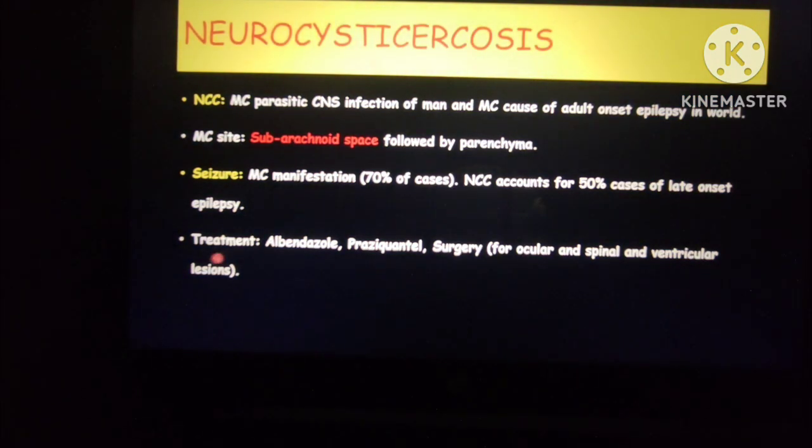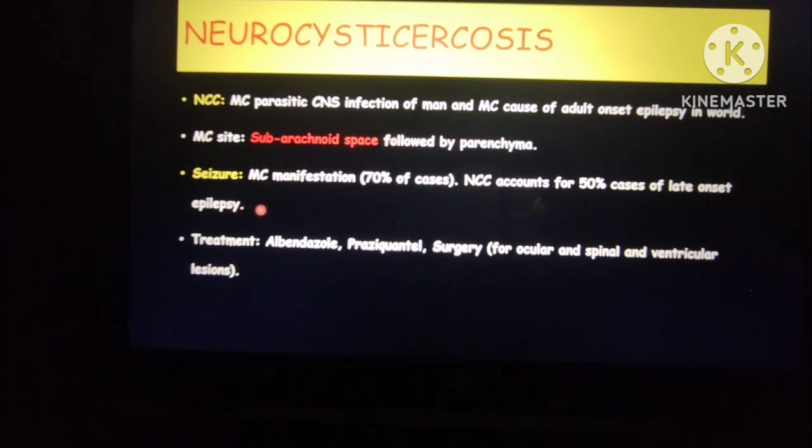Neurocysticercosis is the most common parasitic CNS infection of man and the most common cause of adult onset epilepsy in the world. So friends, each and every point is important. It is worth 1 mark, and this is again an MCQ. The most common site is the subarachnoid space, followed by the parenchyma.